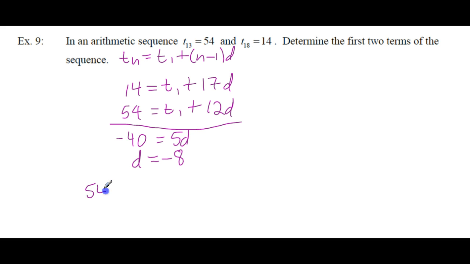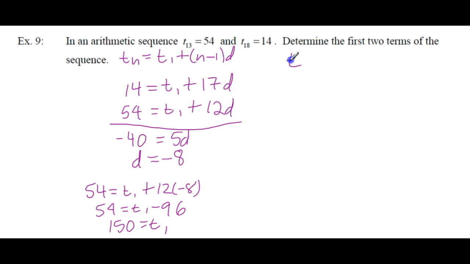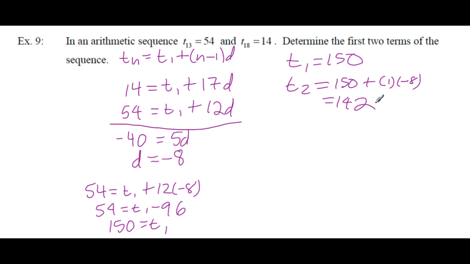So now we'll say, all right, so 54 is equal to T1 plus 12 times negative 8. 54 is T1 minus, what do we got, 80 and minus 16. Add 16 to both sides, that'll be 60, so that'll be 150 is T1. So the first two terms, T1 is 150 and T2 is 150 plus 1 times negative 8, or just 150 minus 8 is 142.